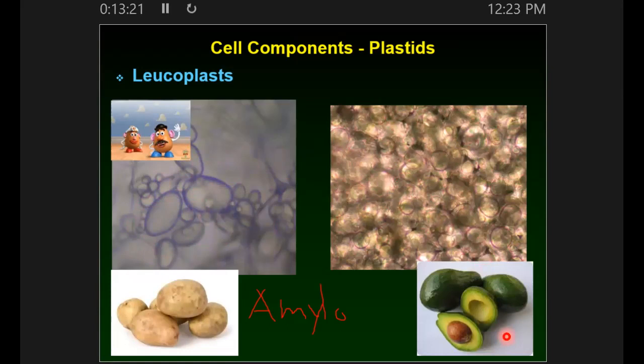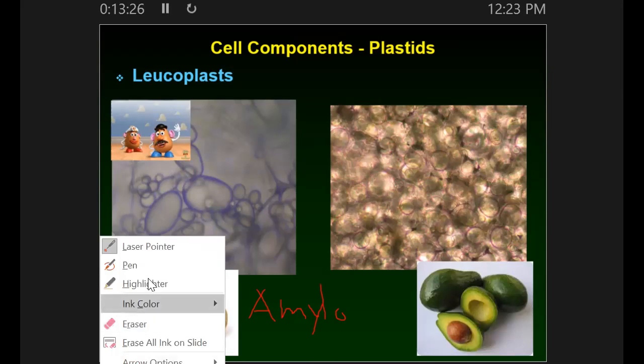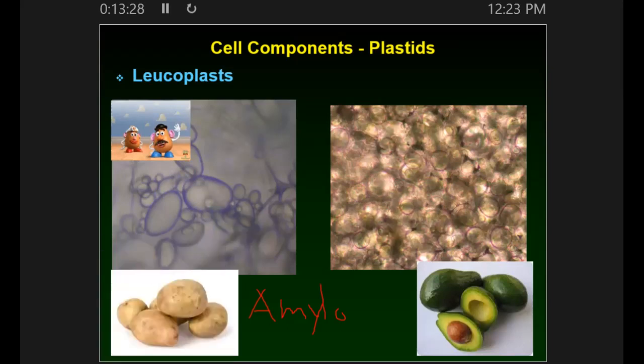So avocado, they don't really have amyloplasts. They have what are called elioplasts. And again, this is in the notes section. So if you pull up the notes, you'll see this. E-L-I-A-O, and then the plast on the end. Elioplasts. Elio is referring to fats.